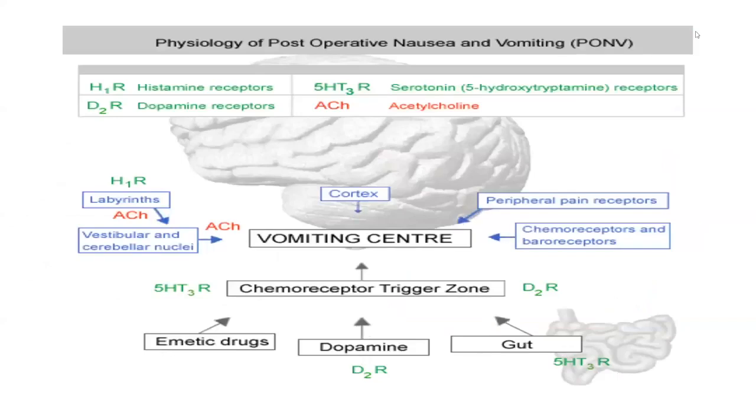So this basically ties it all up. I don't know if you guys can see the arrows properly, but all our inputs basically diverge to one area, which is either your chemoreceptor trigger zone or your vomiting center. Even in the cortex, it goes back to the vomiting center. So these are the two important areas that we need to target, especially if we want to give our drugs for postoperative nausea.